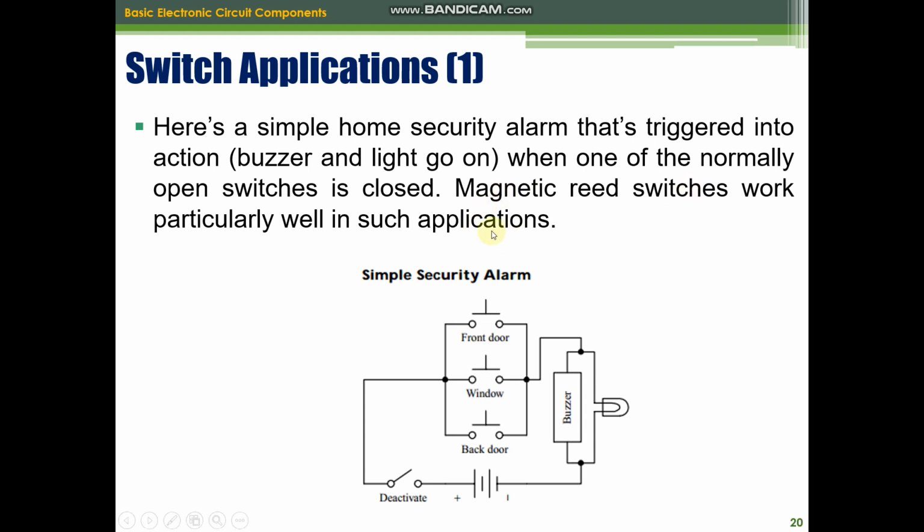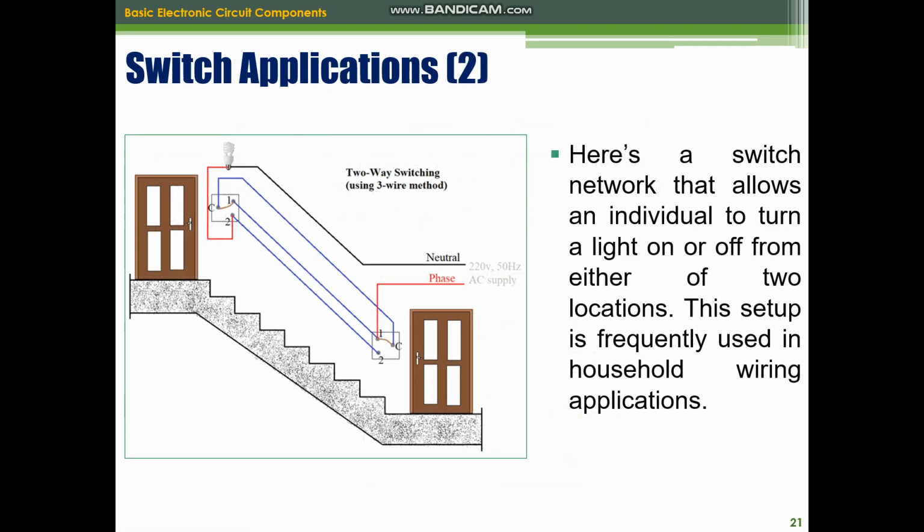The first very simple application using the switch is an alarm system. For instance, when the switch is closed, the current passes through a buzzer, and we can have a very simple alarm system. Another application using single pole and double throw is the switch for the light system in a stair. This is a very popular application using a switch. It is very simple.